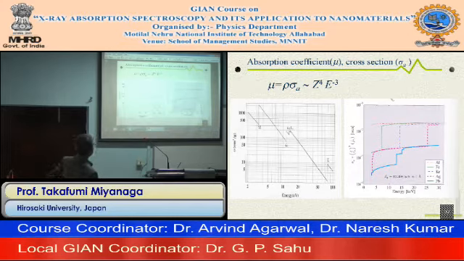And here are the experimental expectations: the X-ray energy and the absorption coefficient or absorption cross-section. The absorption coefficient is a parameter of the experimental setup, and the cross-section comes from theoretical physics. It depends on the fourth power of the atomic number and on the energy to the minus third power of the X-ray.